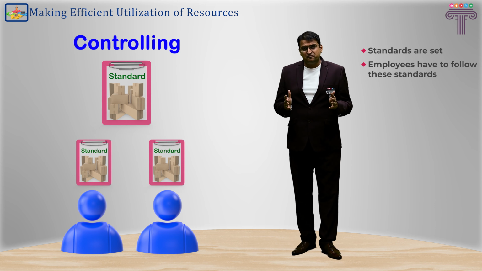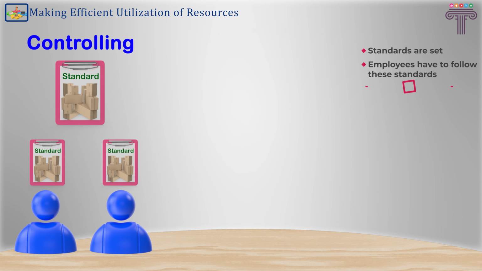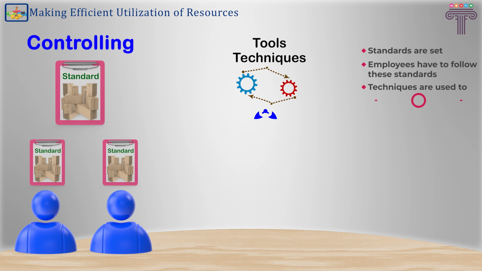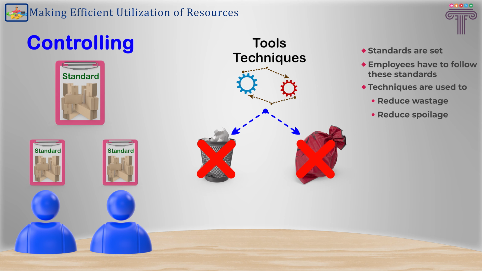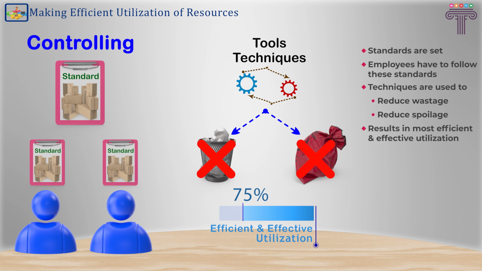Because the standards are set, various tools and techniques are designed by managers to avoid wastage of material and spoilage of other resources. Since standards are set for every activity and performance, and there are tools and techniques devised for avoiding wastage and spoilage, every employee starts using the resources in the most efficient and effective manner. Automatically, it leads to optimum utilization of resources.